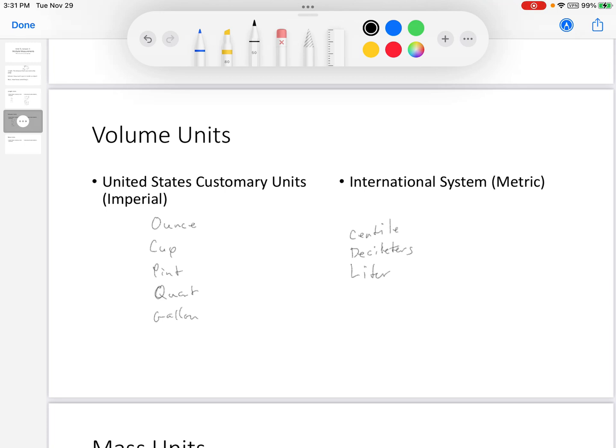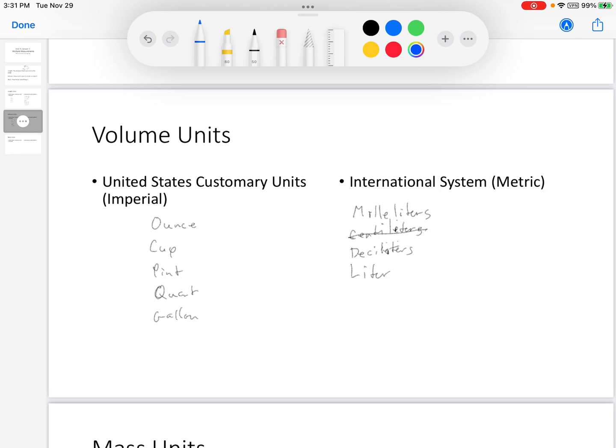centiliters, and milliliters. Again, we generally don't use centiliters, although I have seen them used in European things. I bought a 20 centiliter Diet Coke in France.